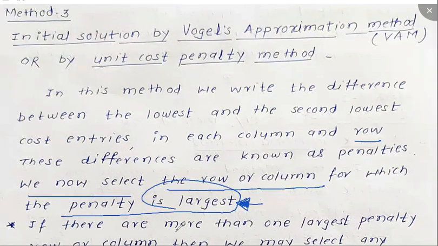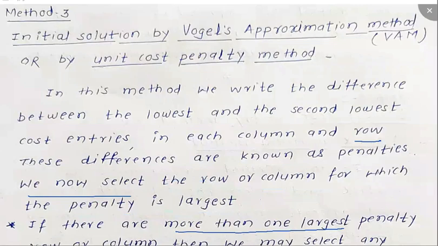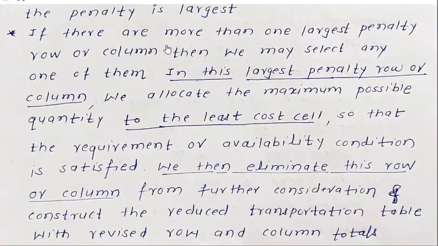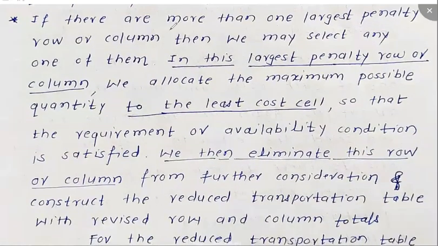And if there is more than one row or column with the largest penalty, then we can select any one. If we have a choice of 2 rows containing the same largest penalty, we can select any one row. Or if there are 2 columns with the largest penalty, then we can select any one.